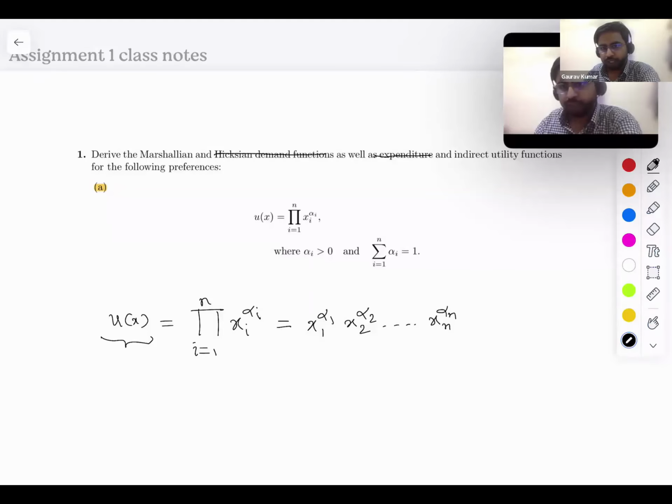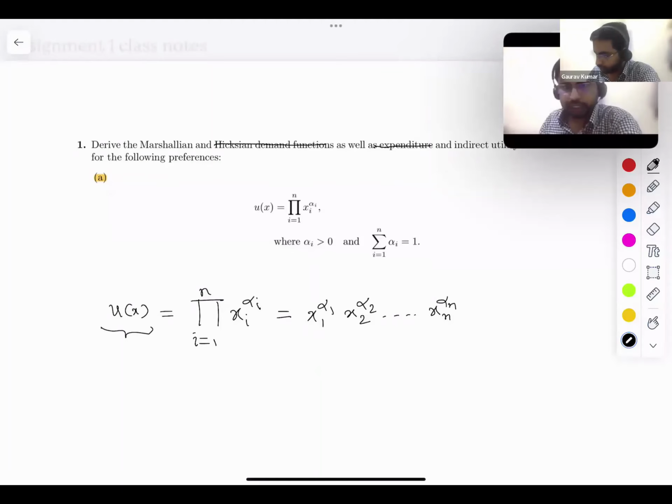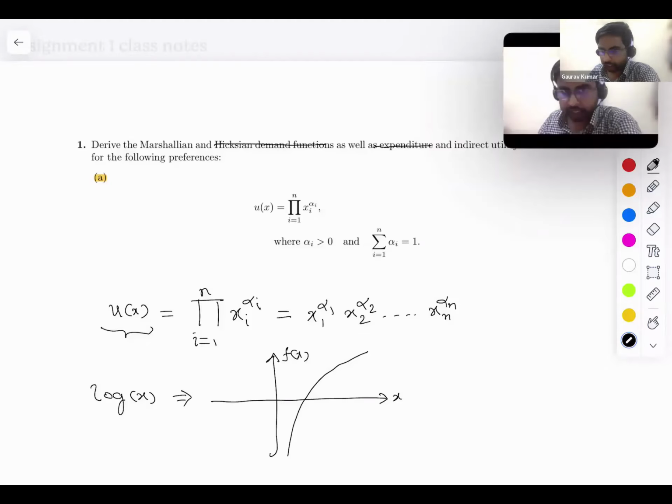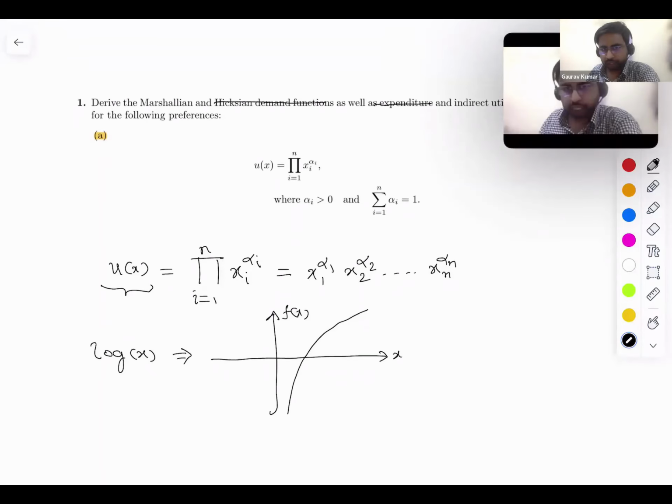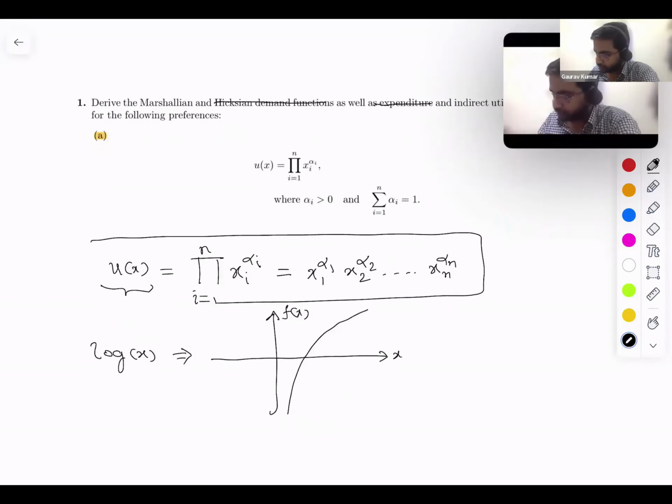So what are monotonic transformations? Monotonic transformations are transformations of these utility functions which are strictly increasing. Suppose let's take a function log of x. We know that the graph for log of x is of this kind. So we can see that this function is strictly increasing. So we can take a log transformation of this particular utility function, and when we do, the preference order will still remain the same.